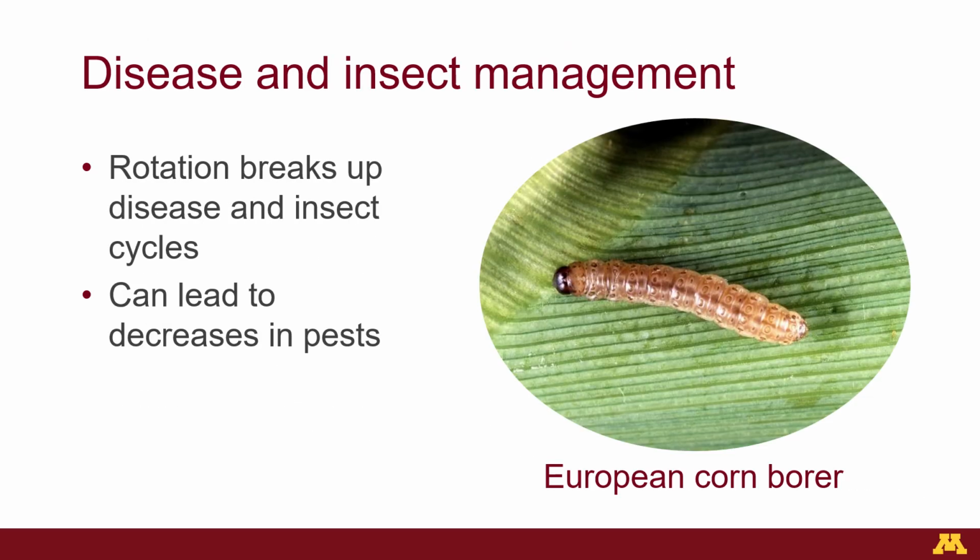Organic farmers can't use synthetic pesticides to control disease and insects, so rotation can be a valuable tool in pest management. Longer rotations can break up disease and insect cycles. While rotations may not eliminate disease pathogens and insect pests, a proper rotation can decrease some pests to sustainable and less damaging levels. This is because after a long enough time without a host, many pest populations decline. In this image, we show a close-up of a European corn borer larvae on a corn leaf.